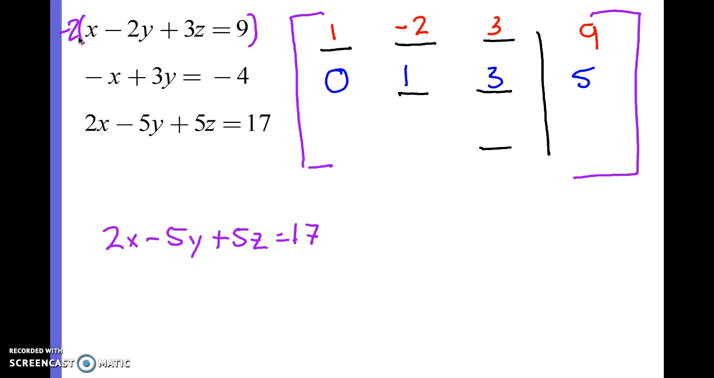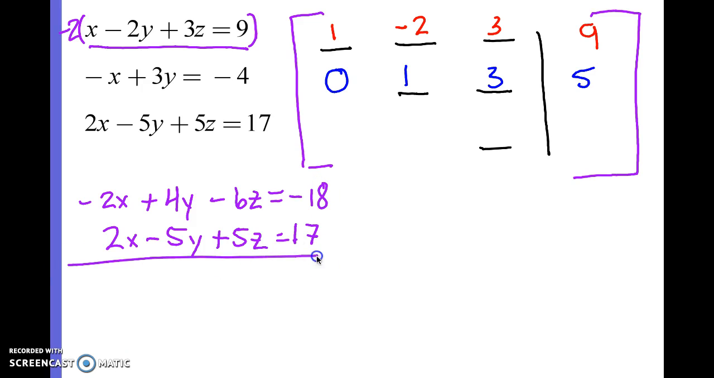I'm going to take this whole top equation here, and I want to multiply everything by negative 2. So I'm going to have negative 2x, and negative gives me a positive 4y. And negative 2 times 3z gives me minus 6z. And negative 2 times positive 9 gives me negative 18. Okay, so I want to take and add these two things together.